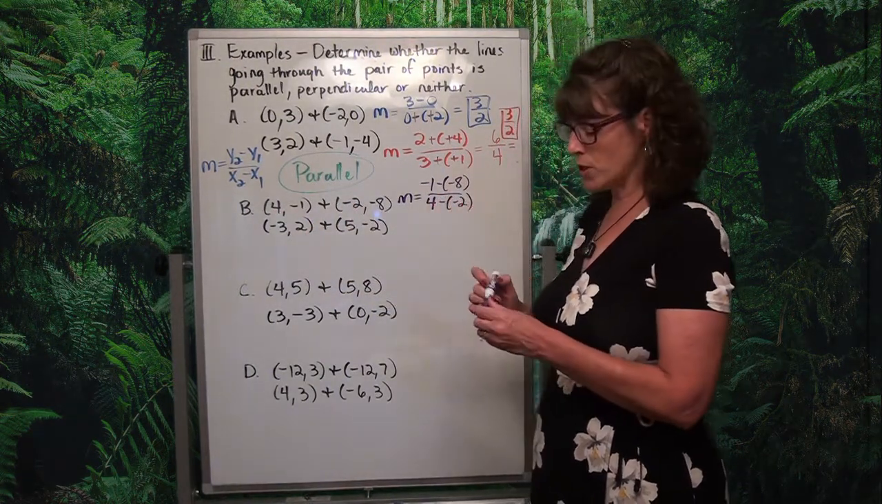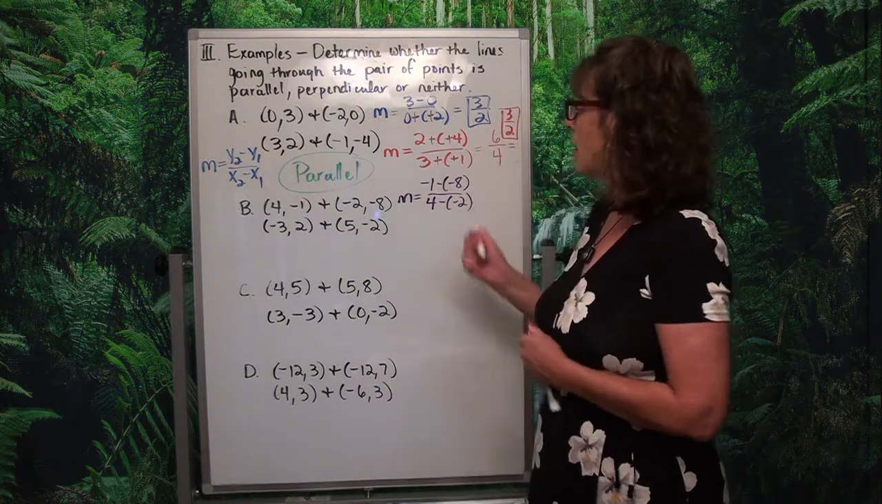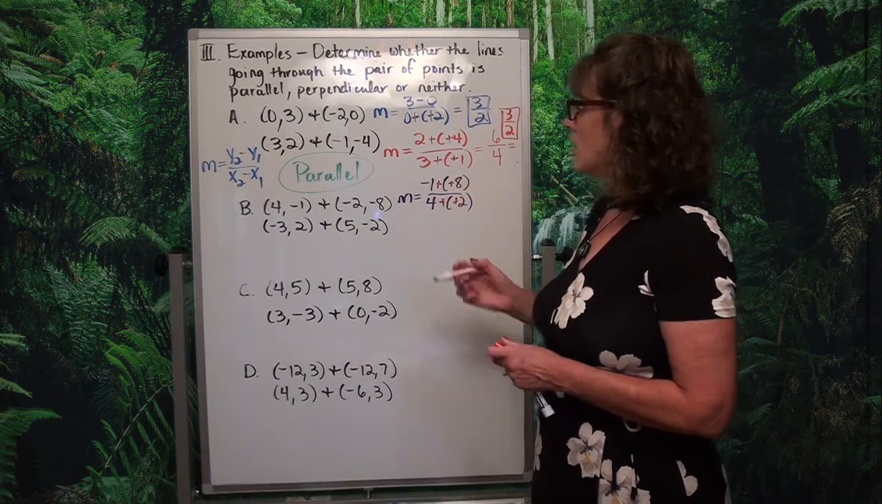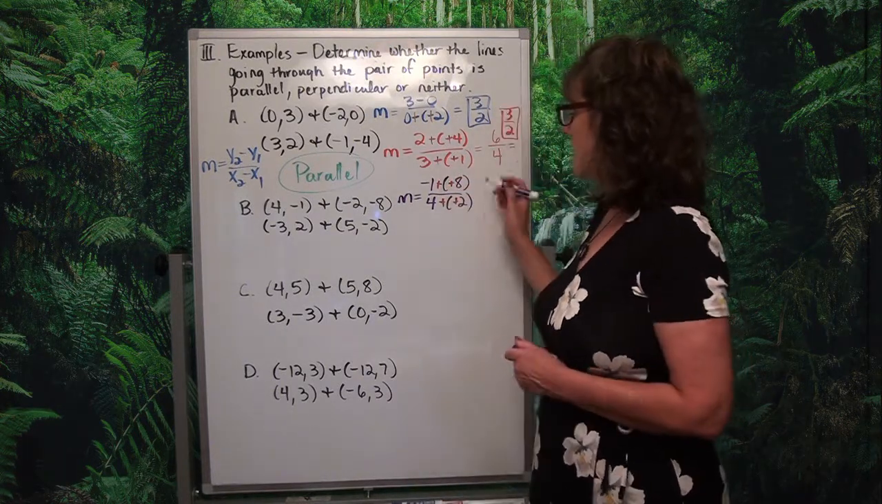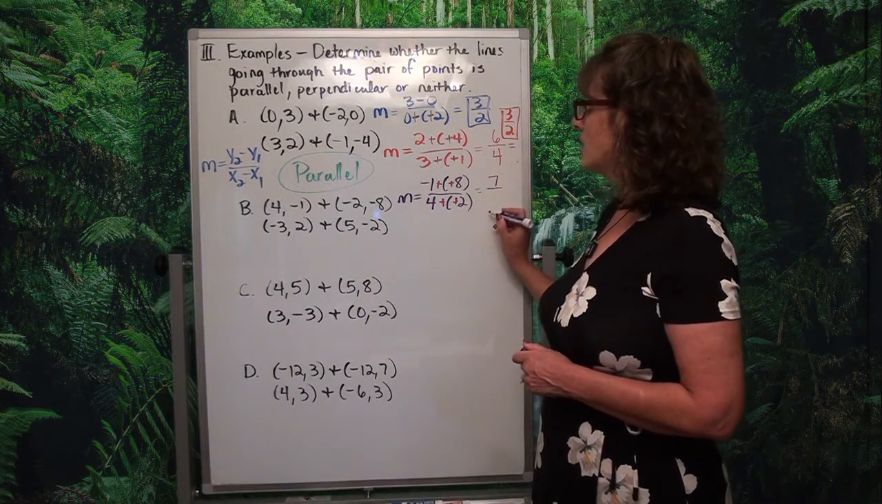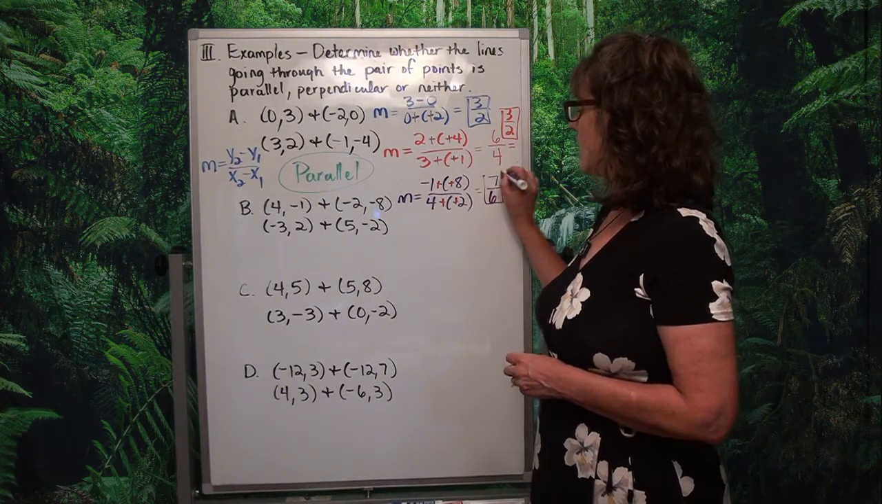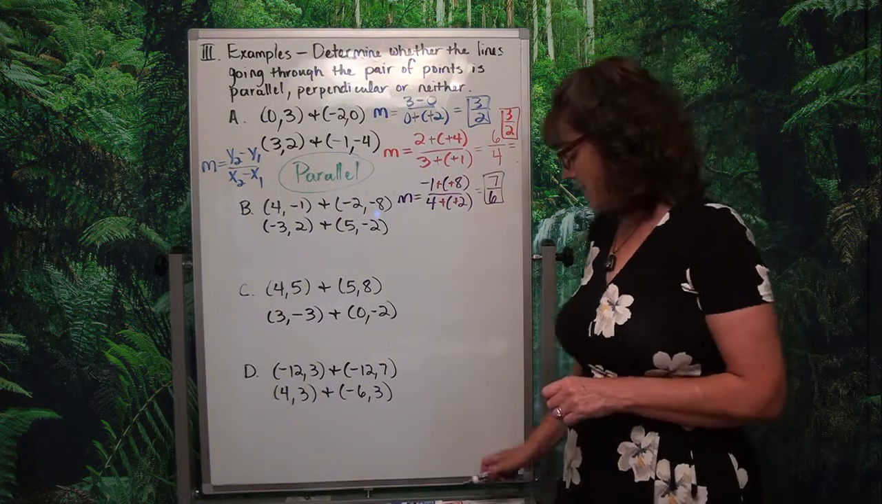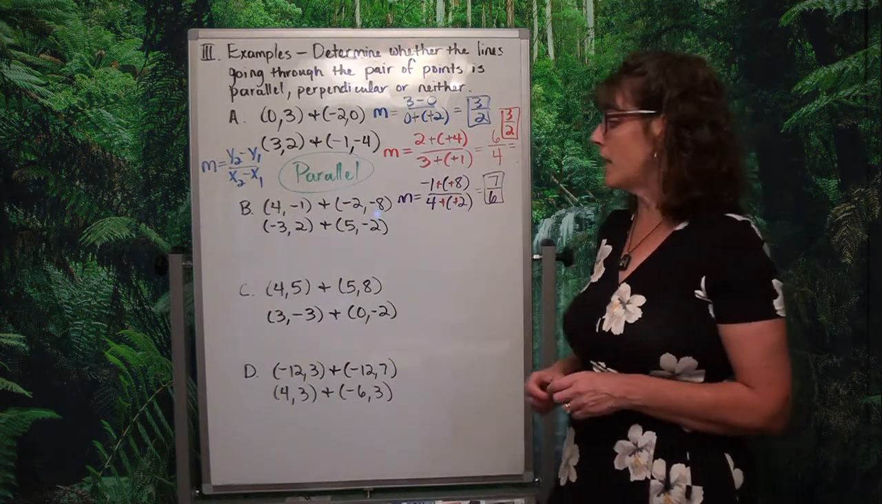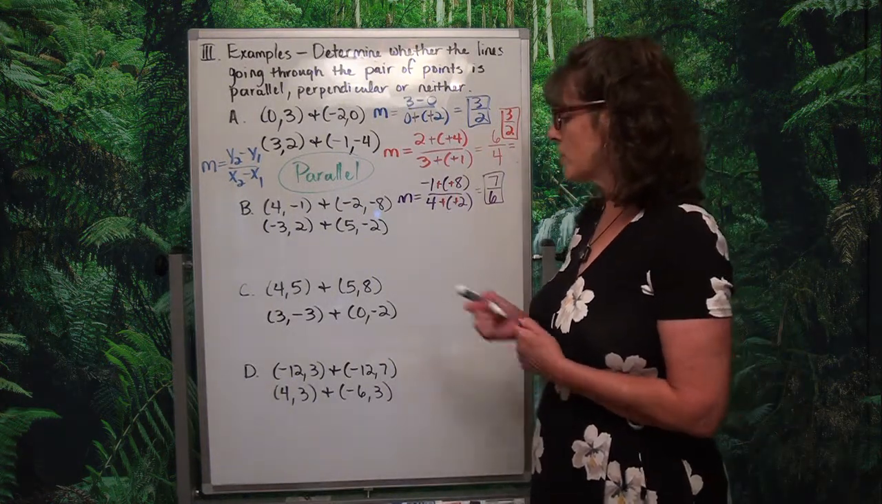And like we said before, subtracting a negative is really adding a positive. So that I have a -1 plus 8, which is 7, and 4 plus 2 will give me 6. So there's the slope for the first line, 7/6. That does not simplify. Now let's check the slope for the second one.